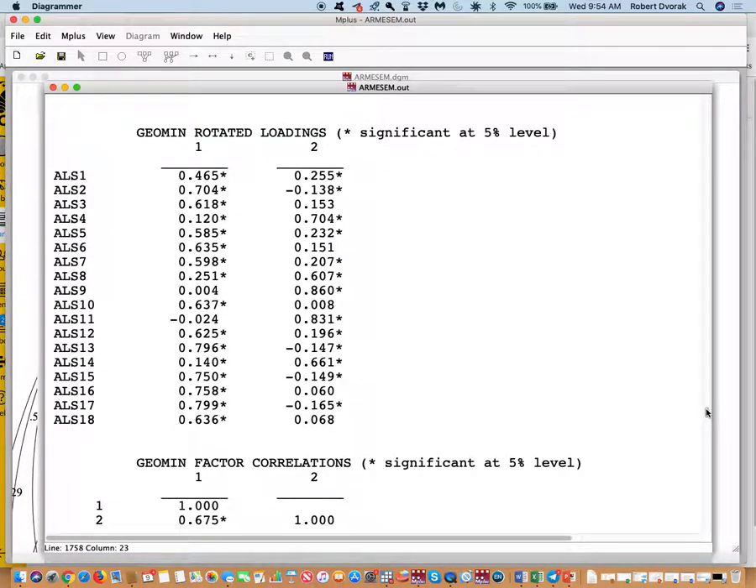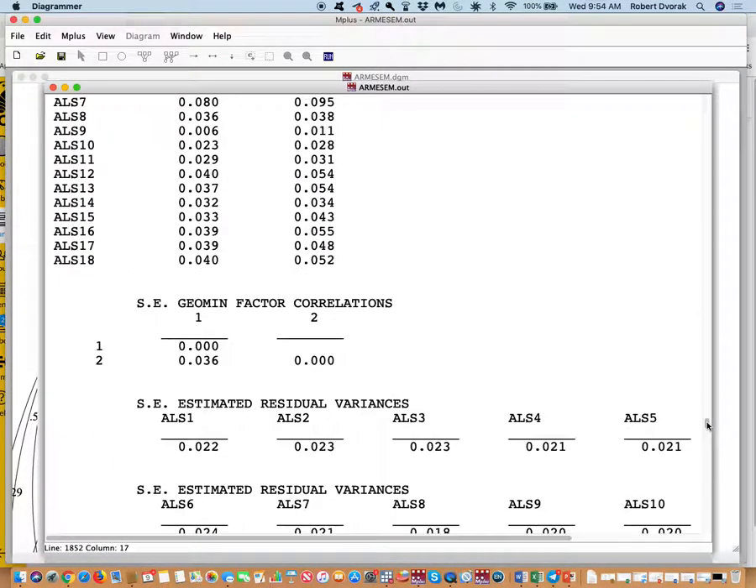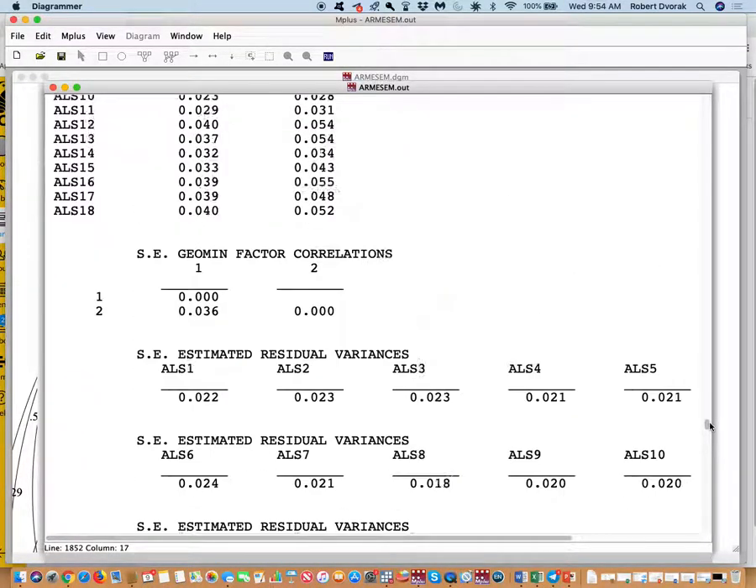All right, there are our rotated factor loadings. You can see here that some things are starting to separate out, right? Like this is very clearly loading on factor 2. This one very clearly loads on factor 1. But we also have some that appear to be cross-loading, right? And not loading very well when they cross-load. That would suggest that there is at least one more factor. Don't worry about residual variances. There is the correlation between our two factors.